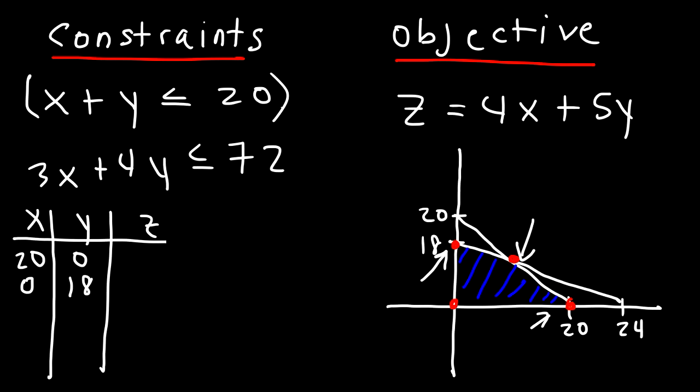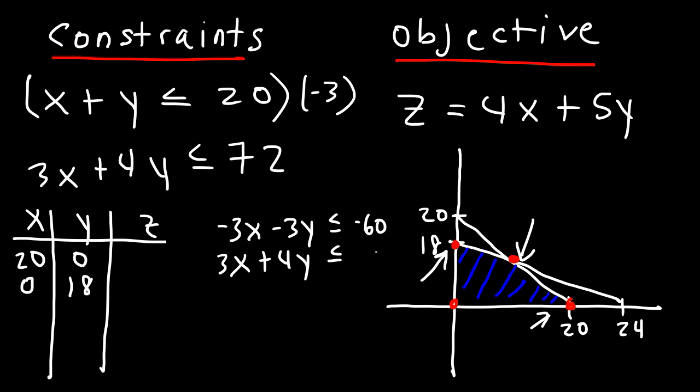So I'm going to multiply the first equation by -4. Actually, I'm going to use -3 to get rid of the x values. So it's going to be -3x minus 3y is less than or equal to -60. And then I'm going to rewrite the second equation right below it. So 3x will cancel, and -3y plus 4y, that's y, and that's less than or equal to -60 plus 72, which is 12. So y is 12. At least that's the maximum value of y at that point.